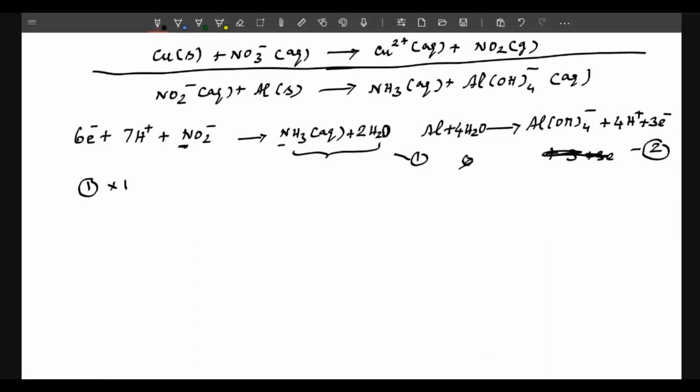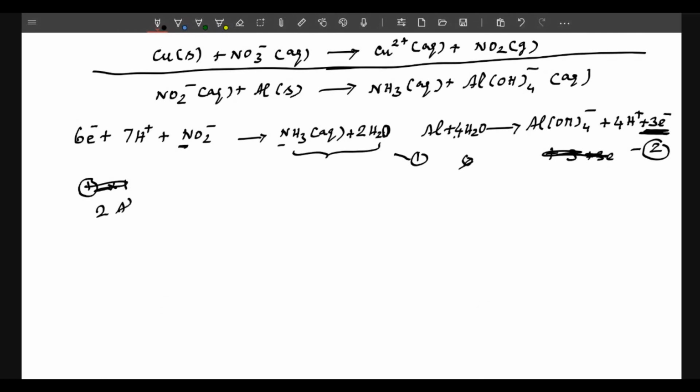You can keep it as such. And equation 2 should be multiplied by 2 because of 6 electrons. We are making this 3 plus into 6. We are multiplying with this. Now, after multiplying, add this to this side.